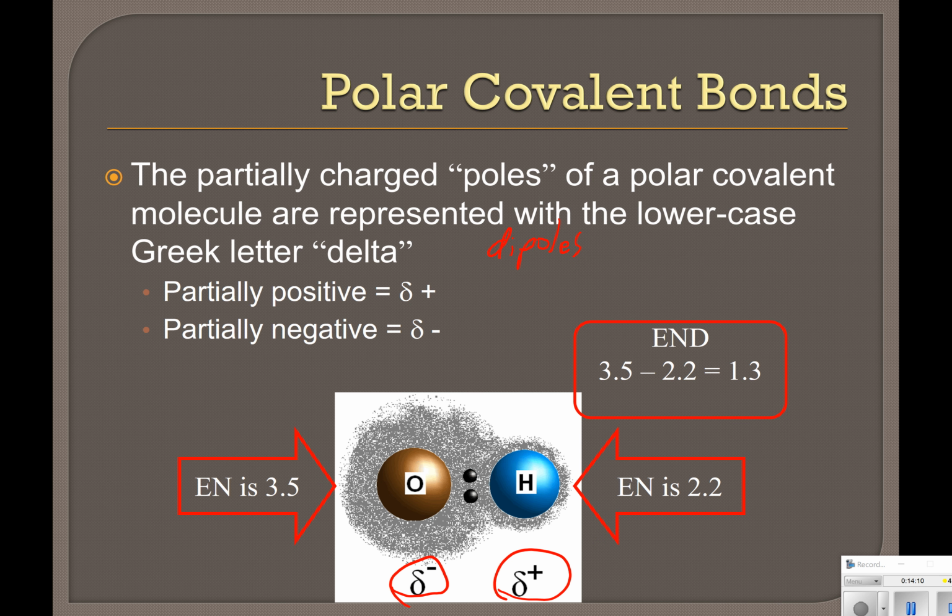When we compare electronegativities, oxygen is 3.5, hydrogen is 2.2. The difference there is 1.3. That falls right in between our 0.5 and 1.7 number line. And therefore, this is going to be a polar covalent bond. And we can see where the electrons are spending more time by writing in the dipole. The negative dipole will go around the more electronegative atom. And the positive dipole goes around the less electronegative atom.